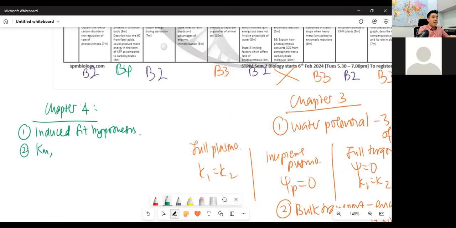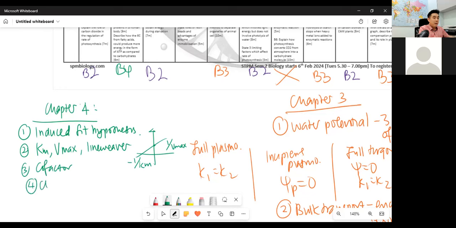Guys, Km, Vmax, Lineweaver. I know they asked, but because 2 years ago, got slight chance can repeat. Always remember, this is the negative 1 over Km, then this is 1 over Vmax. Number 3, guys, cofactor. Number 4, classification of enzymes. This is quite important.